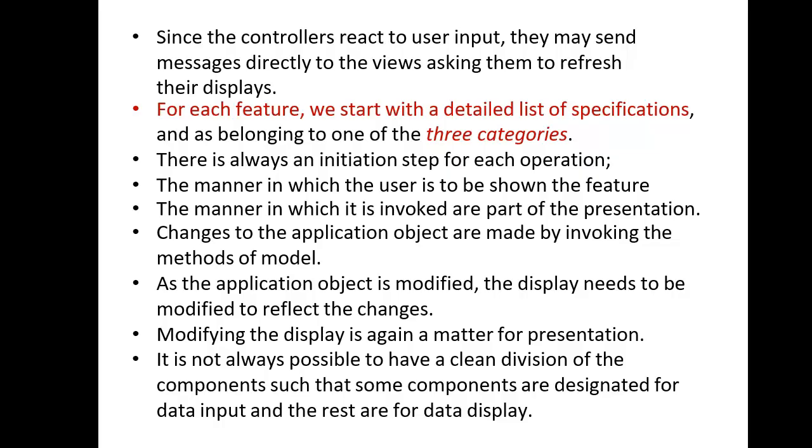For each feature, we start with a detailed list of the specification and classify it as belonging to one of three categories. There is always an initiation step for each operation. The manner in which the user is to be shown the feature and the manner in which it is invoked are part of the presentation. Changes to the application object are made by invoking the methods of the model. As the application object is modified, the display needs to be modified to reflect the changes. Modifying the display is again a matter for presentation.